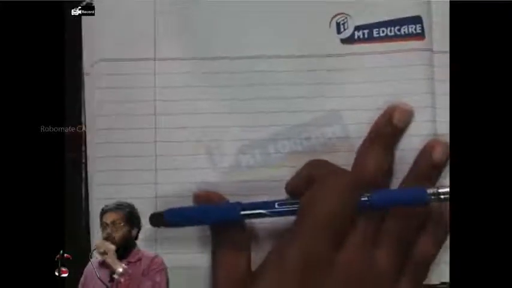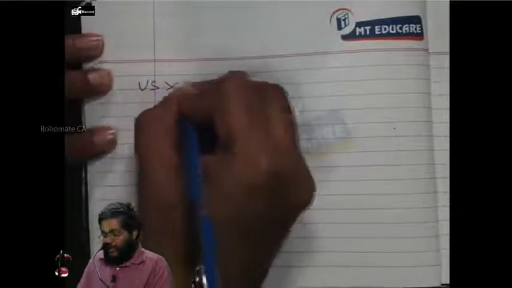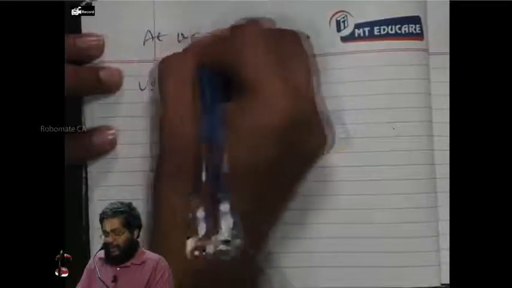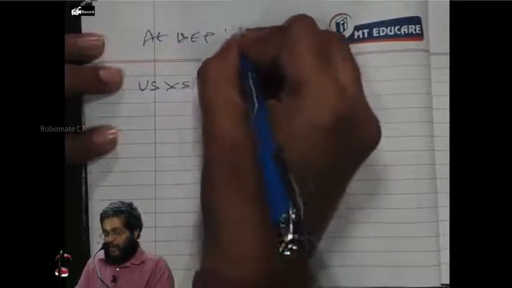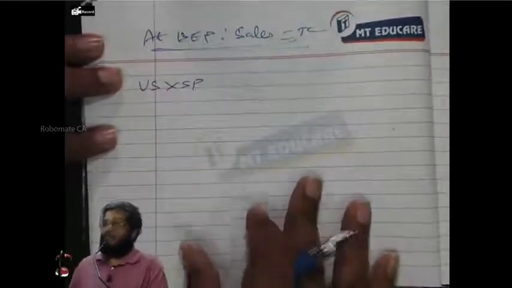Can I equate like that or not? Now tell me once again. Can I proceed? Now, what is sales? Unit sold into selling price. Now, I'll just write at the break-even point. What is going to happen here? Sales is equal to total cost. This is our conclusion. Yes or no?